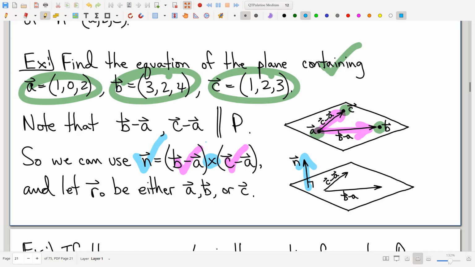I'm confused. Since r naught is one of A, B, or C, then what's r in the general equation in this case? Well, r is the point you're testing. Remember, an equation is a test. Whatever it is that you're testing, that's what goes into where r is. Does that satisfy the equation?